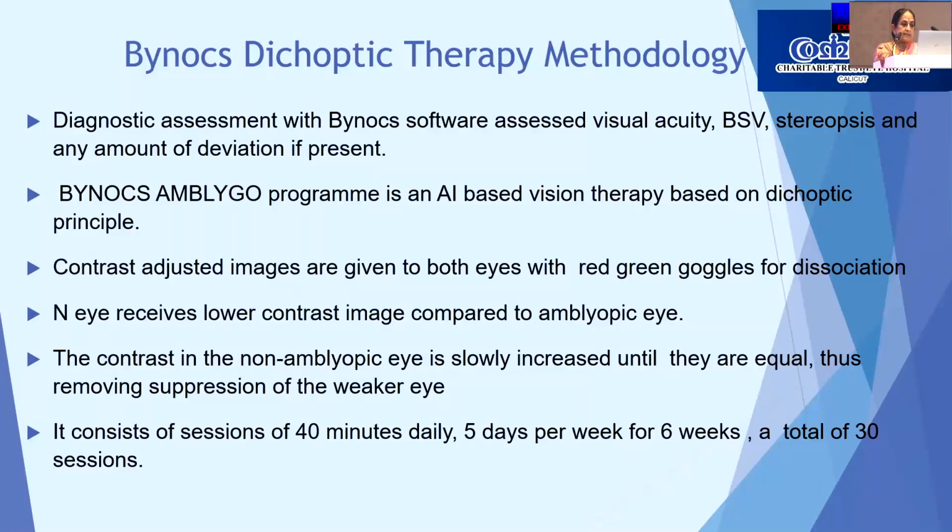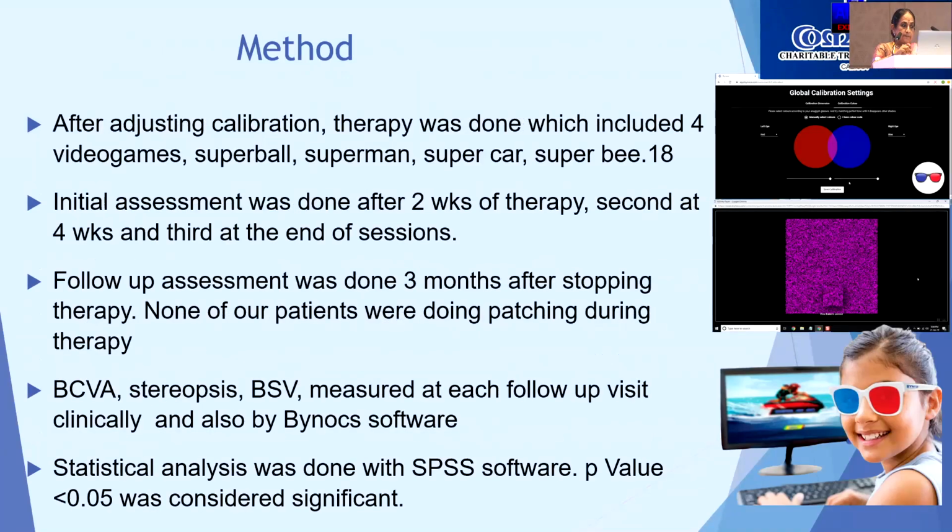The Binox Ambligo program is an AI-based vision therapy based on the dichoptic principle. Contrast-adjusted images are given to both eyes with red and blue goggles. The normal eye receives a lower contrast image compared to the amblyopic eye. The contrast in the non-amblyopic eye is slowly increased until they are equal, thus removing suppression of the weaker eye. It consists of 40-minute sessions, 5 days per week for 6 weeks, a total of 30 sessions. After adjusting calibration, initial assessment was done after 2 weeks of therapy, follow-up at 4 weeks and at the end of the therapy. Best corrected visual acuity and stereopsis were assessed.